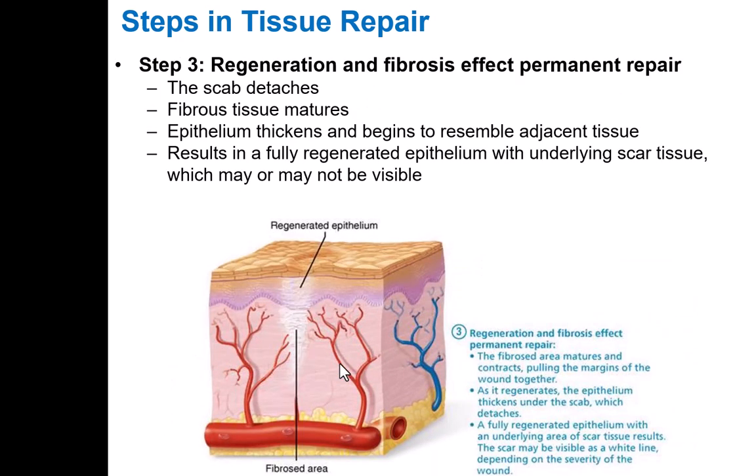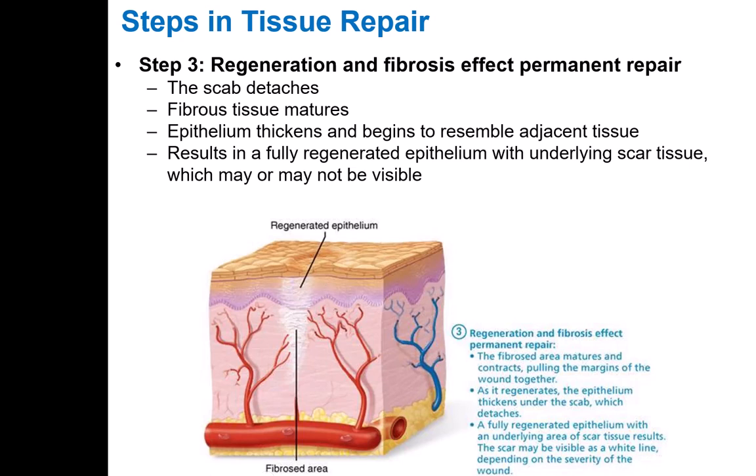Step 3 is regeneration and fibrosis. So we're talking about the permanent repair of this tissue. Any scab that was formed due to the blood clotting is gone. If epithelial tissue was being repaired, you get completely regenerated epithelial tissue. So you just get new epithelial cells replacing what was lost. It's as if the damage never occurred.